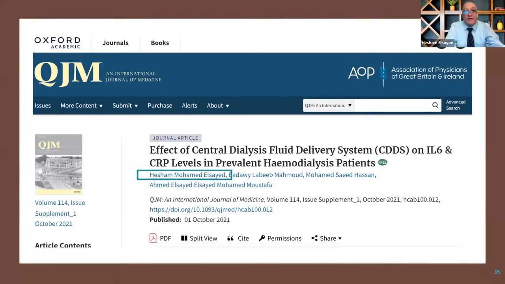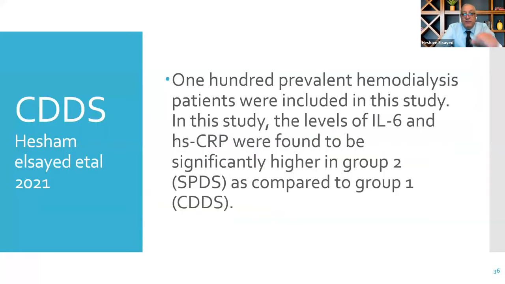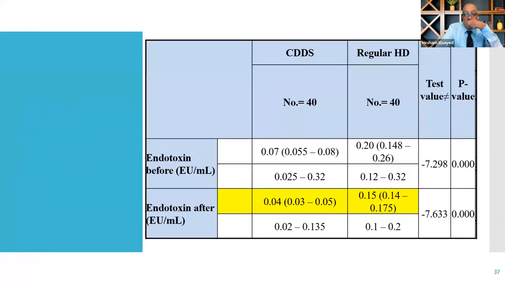What about the clinical practice? I have two publications exceeding around 160 patients on the CDDS system. We measured both the direct endotoxin level and the indirect one, interleukin 6, and the difference between standard water treatment and central dialysate delivery system. We published that a couple of years ago. We tested the interleukin 6 and endotoxin level.